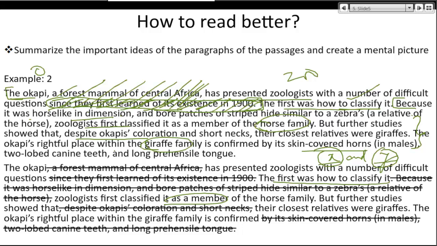The difficulty was of classification. So initially it was classified as the horse family. Later on the study showed that it belongs to the zebra family. That's fine, or giraffe family, whatever family. Let's go to the next paragraph. So my point is that the details should be just kicked out. The critical information should be just remembered, collected, extracted, and then you go to the next paragraph. And that's how it works.